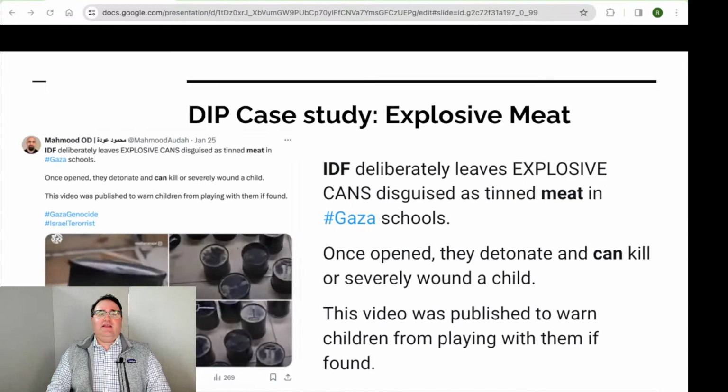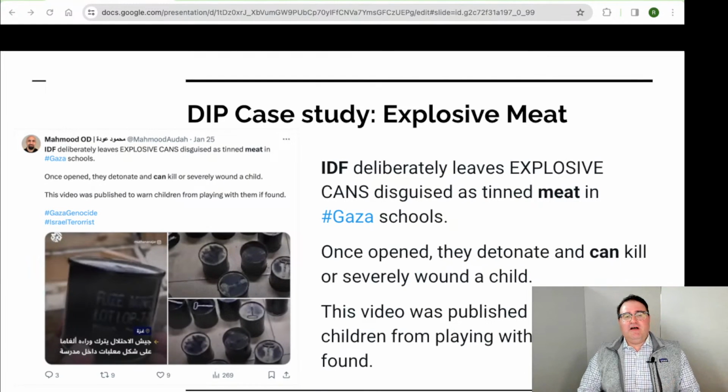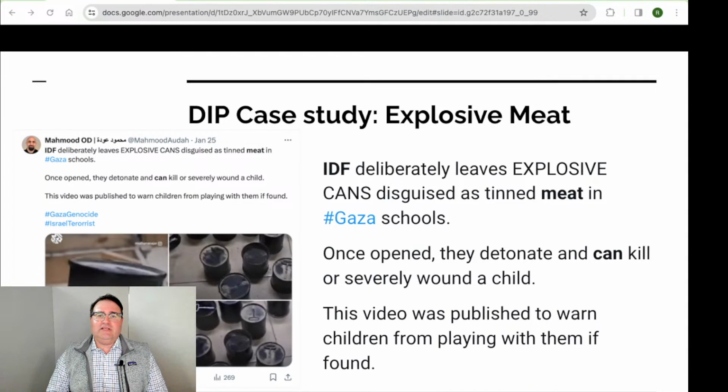All right, let's give another case study. This comes out of Israel as well. Explosive meat. So a couple of months ago, there was a video of these meat cans that ended up on Twitter and Telegram. And here, in one example, this text says, "The IDF deliberately leaves explosive cans disguised as tinned meat in Gaza schools. Once opened, they detonate and kill or severely wound a child. This video was published to warn children from playing with them if found."